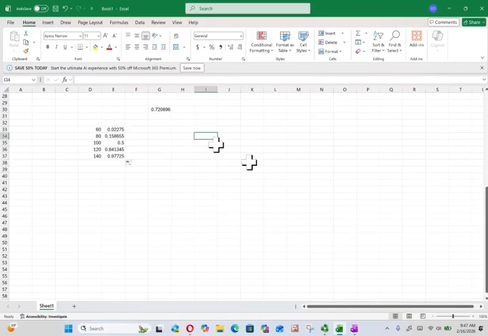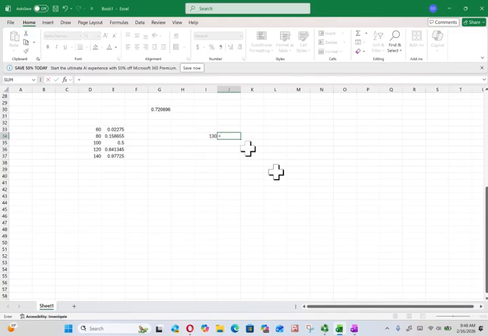If I want to know what is to the left of 130, it's equals norm.dist, and I'll just use a cell reference, 130, comma, 100, comma, 20, comma, 1. What should it be, approximately? Before you calculate any probability exactly, look at the picture. What should it be, approximately?